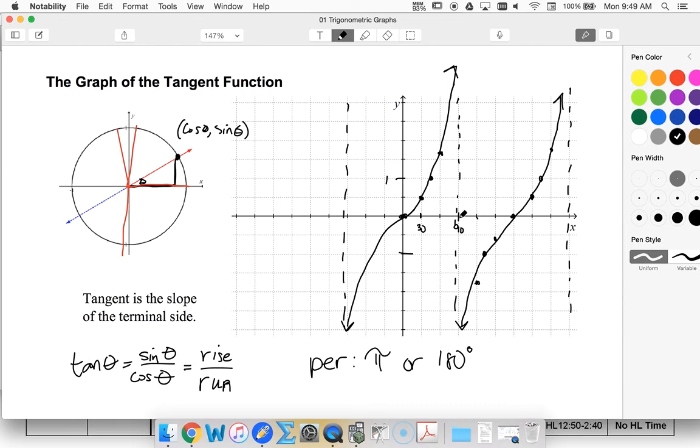So notice that my asymptotes are at multiples of 90, or if I'm thinking in radians, I've got pi over 2, 3 pi over 2, negative pi over 2. So I have the odd multiples of pi over 2, where when I'm talking about the odd, I'm talking about the numerator value. So there's our basic tan graph.